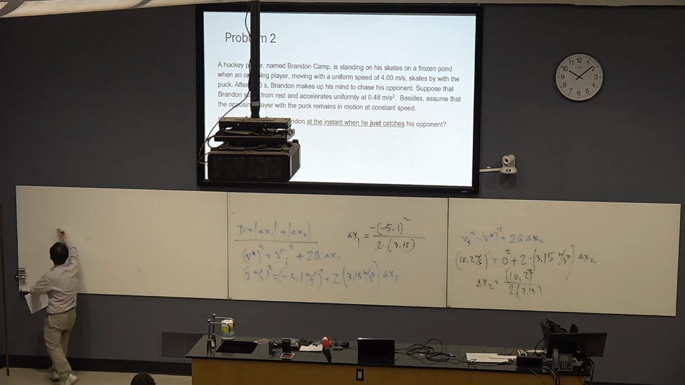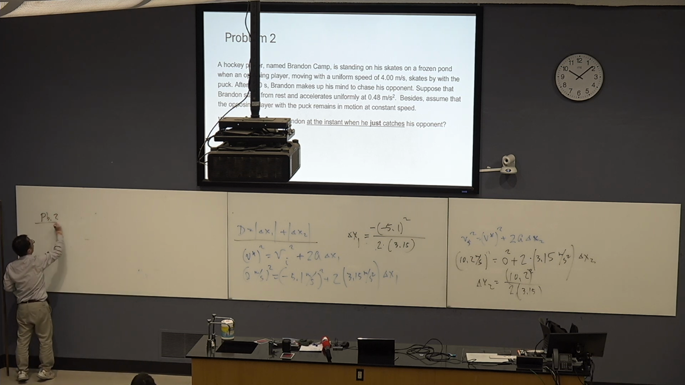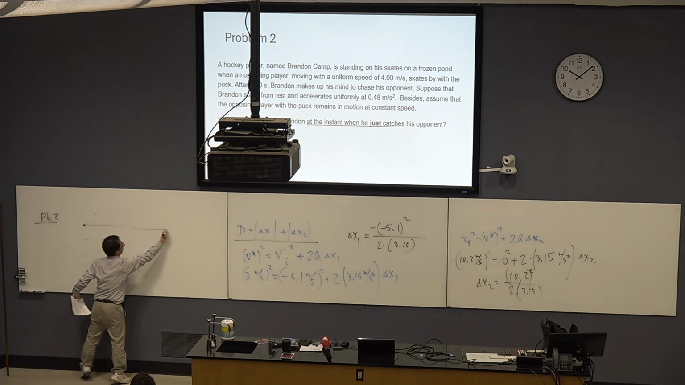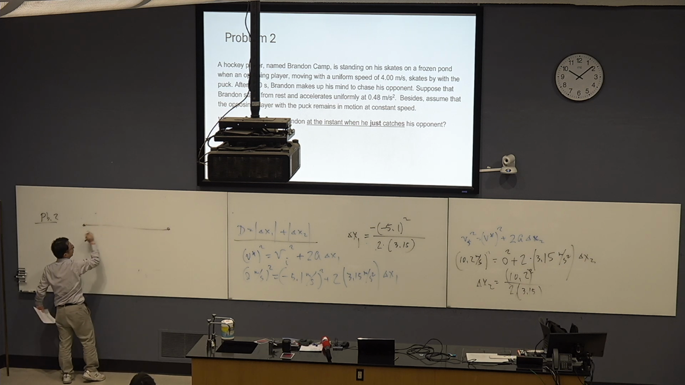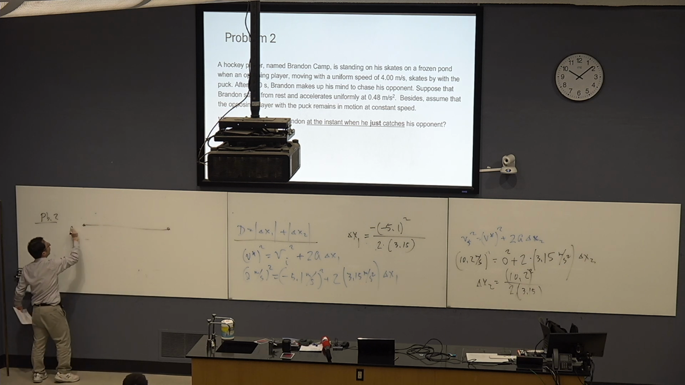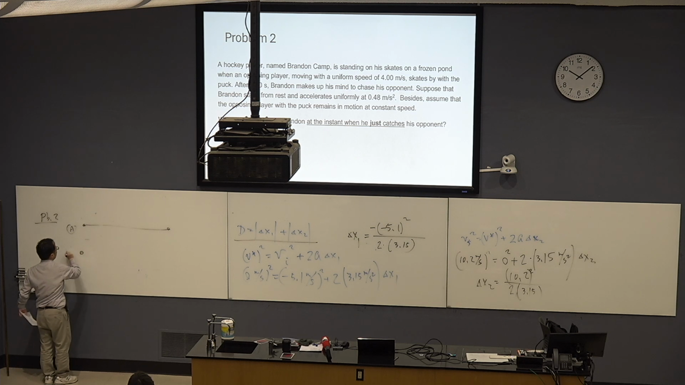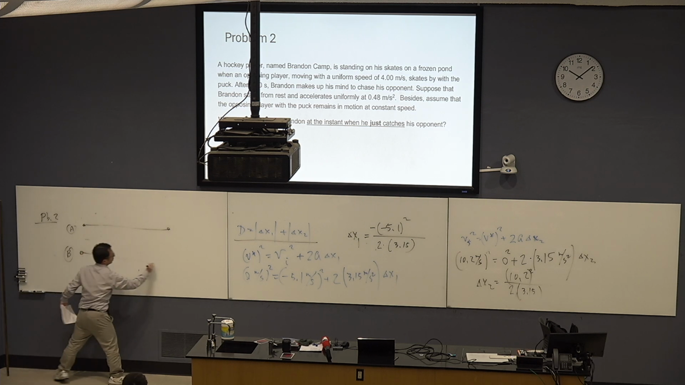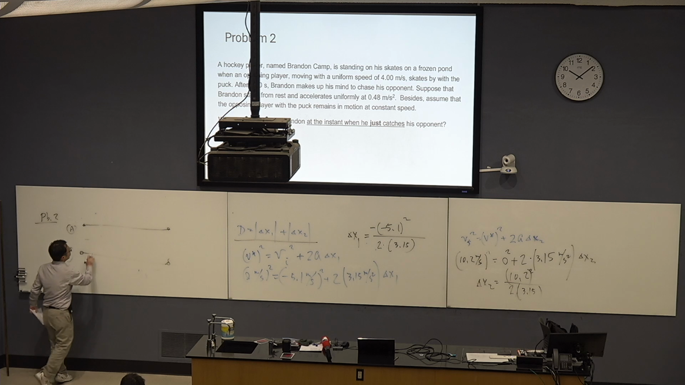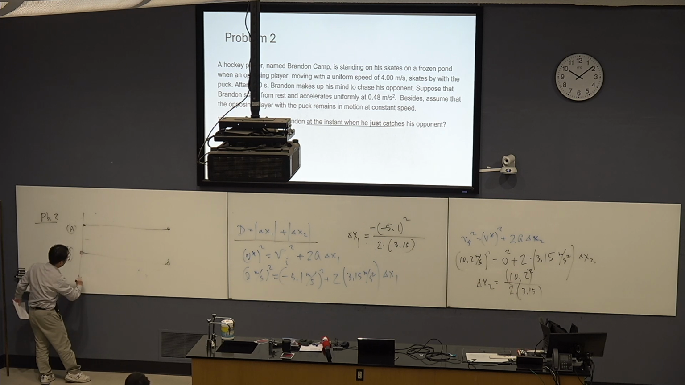So problem number 2 is a chasing problem like this. Brandon and his opponent: let's call Brandon person A and his opponent person B. We talked about this in class already. So suppose this was a starting point, x equals 0. When they first met, that's x equals 0.